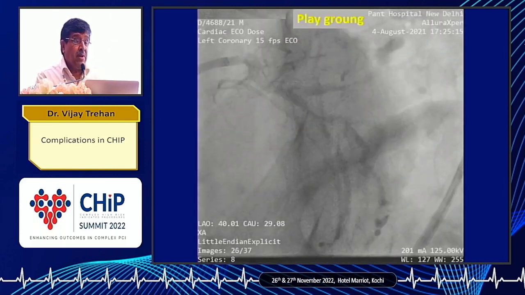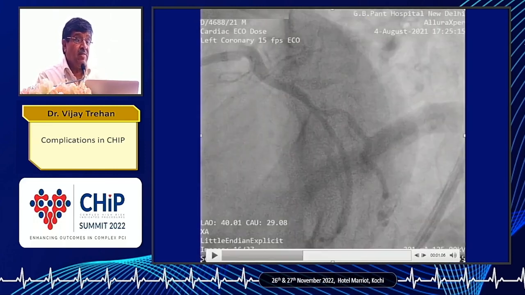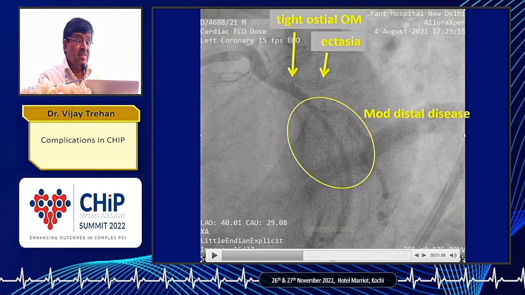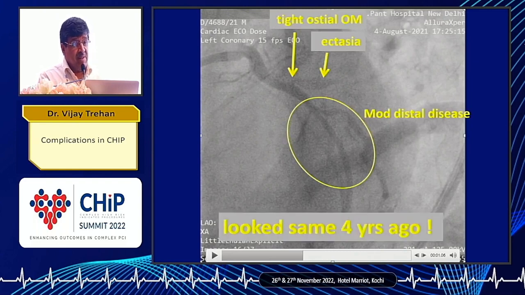So this was my playground, the OM territory. If I look at it, ostial disease here, ectasia, some moderate distal disease. But according to my memory, I lost the records, I think it looked the same 4 years ago. So what looked to be acute probably was not acute, even though the distance was very short.